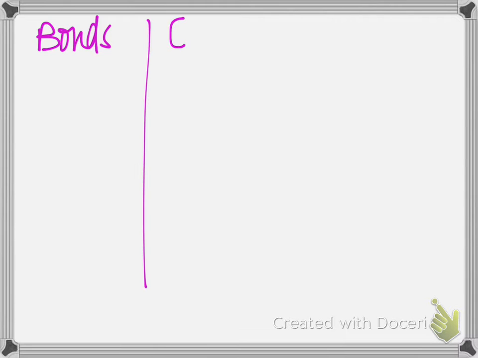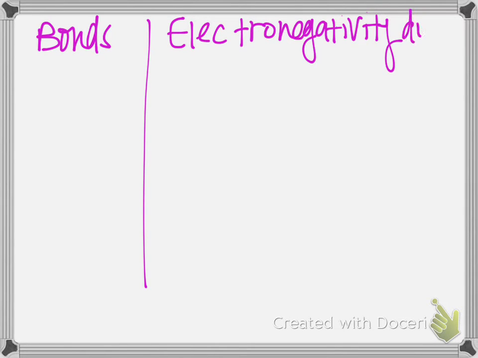Okay? So now when we start determining are things ionic bonds or polar covalent bonds or non-polar covalent bonds, we are going to start looking at the difference in electronegativity of the two things that are bonding. Okay? So let's draw a little diagram here. Bonds over here, and then electronegativity difference over here. Okay? We're going to do some examples of this. I know it seems a little abstract still. That's okay.